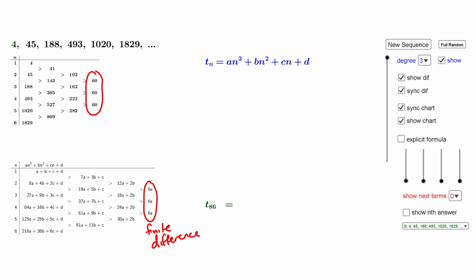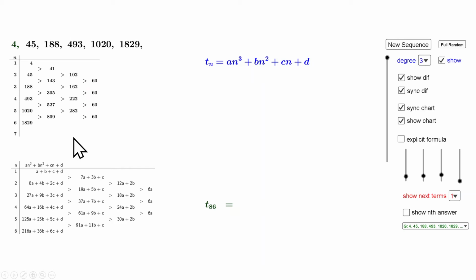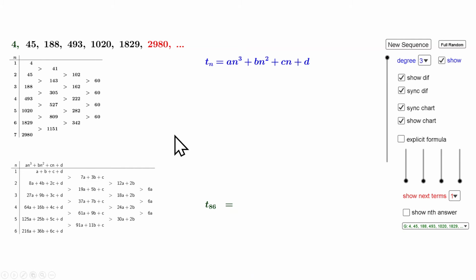But in these problems, I'm going to ask you to find the next 2 terms. I would like you to do this recursively, which means I realize that my 60 here has to be added to 282, which will then give me 342. I'm going to take that 342, add it to the 809, which is 1151. And I'll take that 1151 and add it to the 1829. That's how I'm going to get my 7th term, which is 2980.